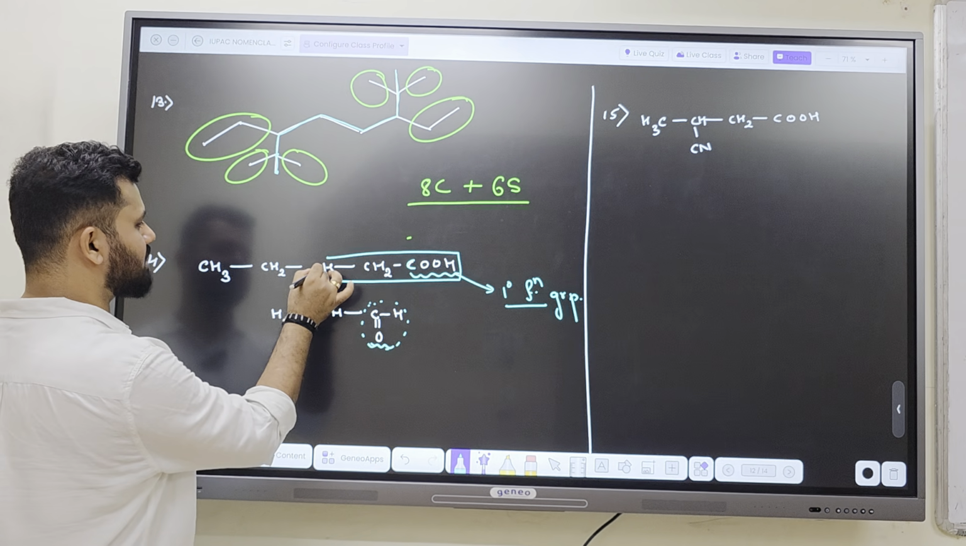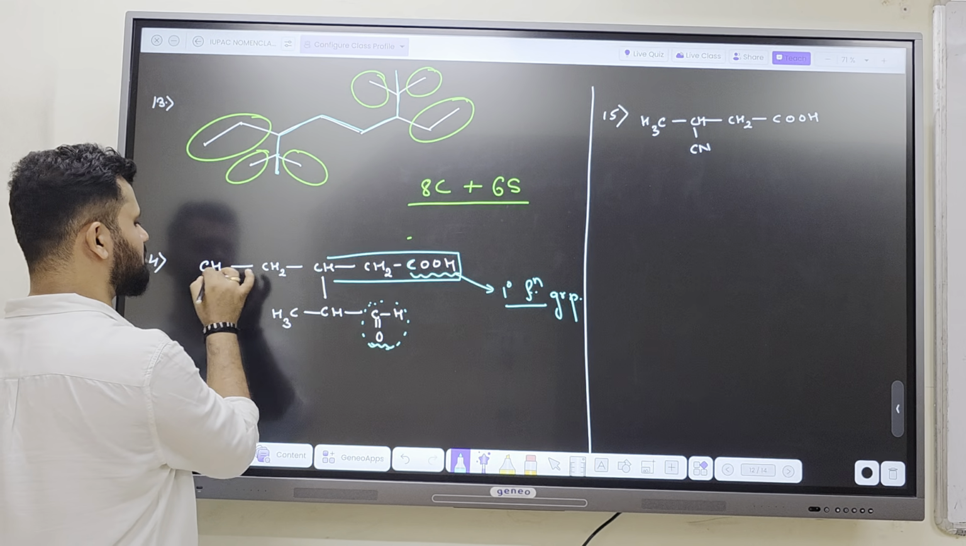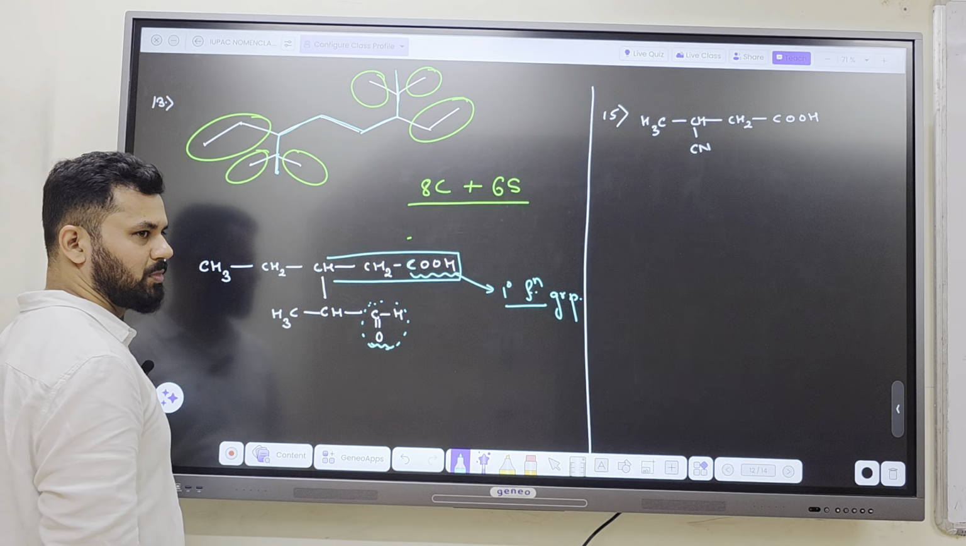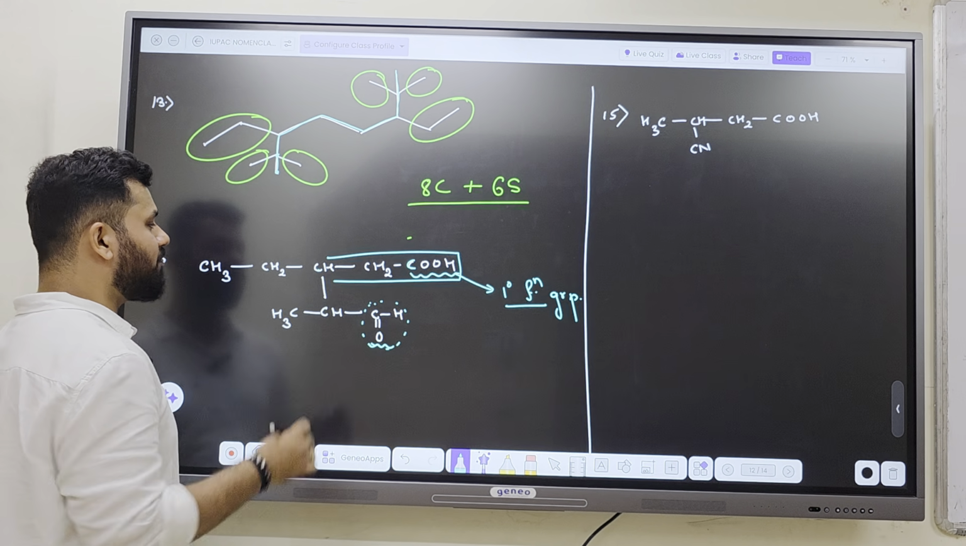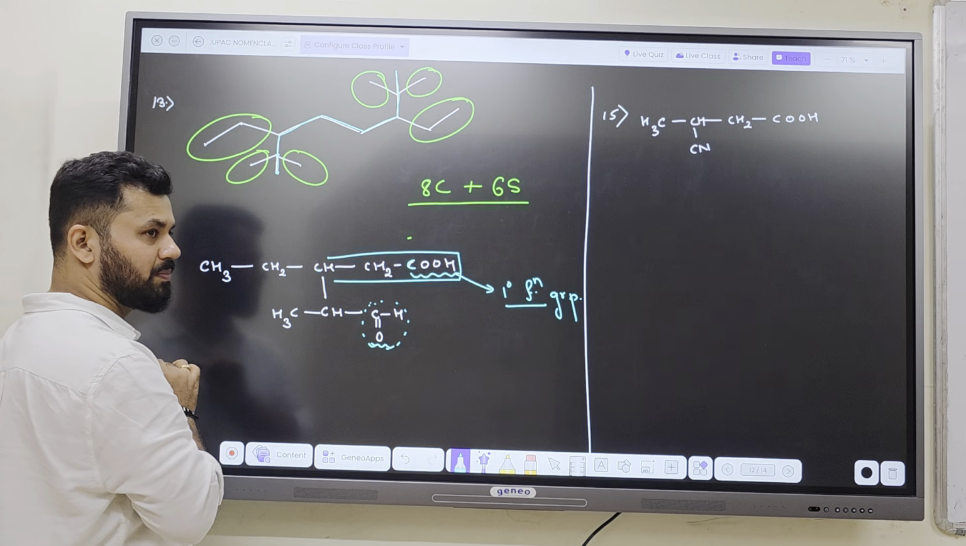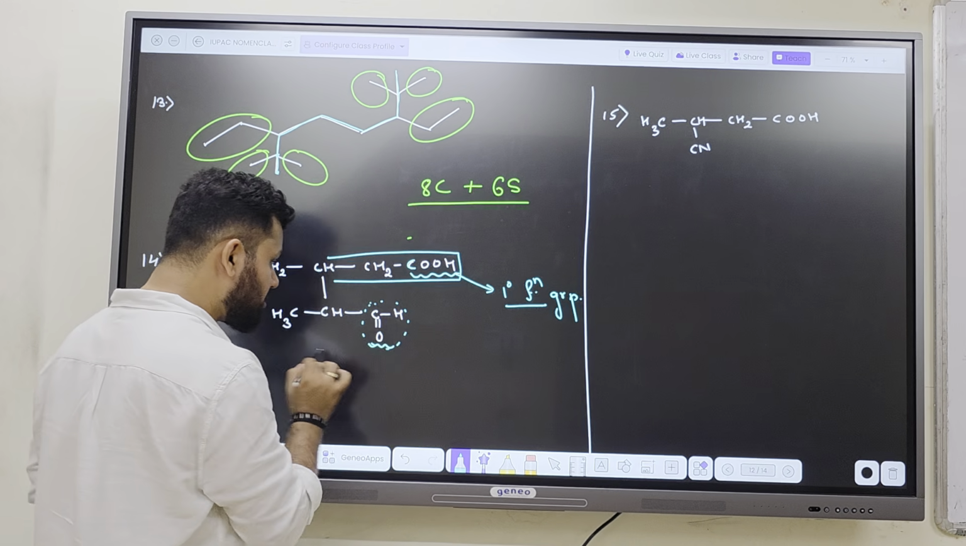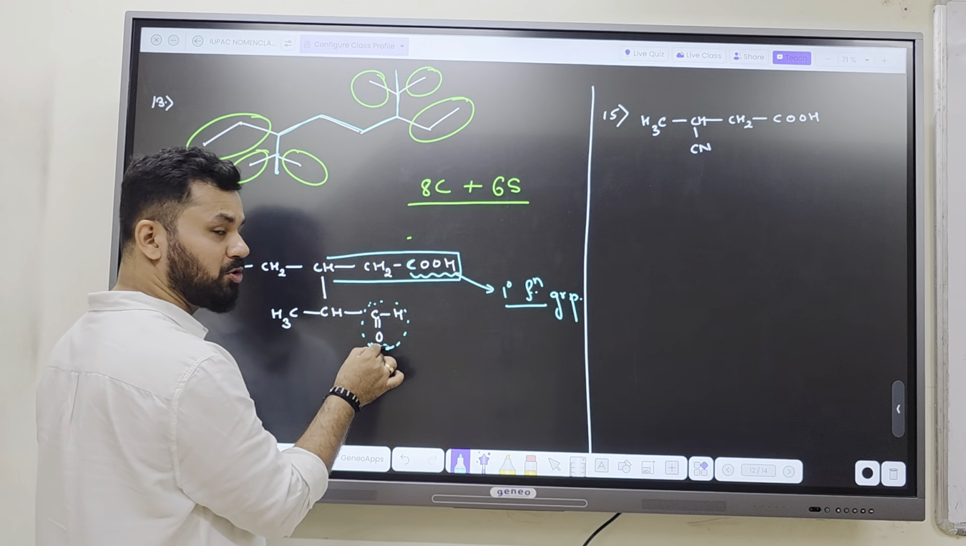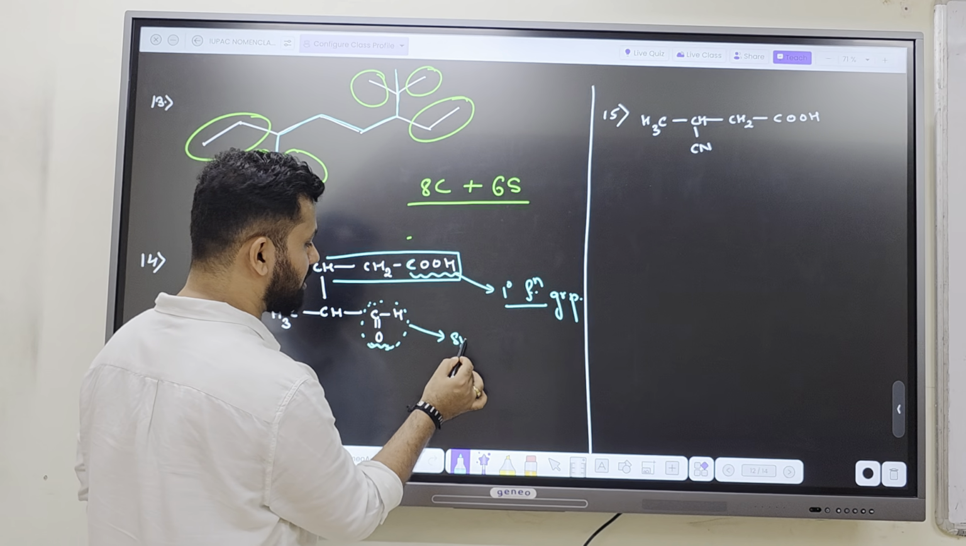At this point, I ask myself a question, whether to go straight or down. The answer depends on whether there is a functional group here or here. Sir, there is no functional group here. Here also there is no functional group. But sir, there is a functional group. No, Baba, this is a substituent already.